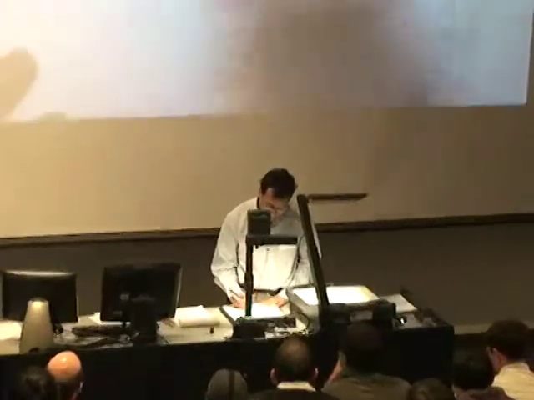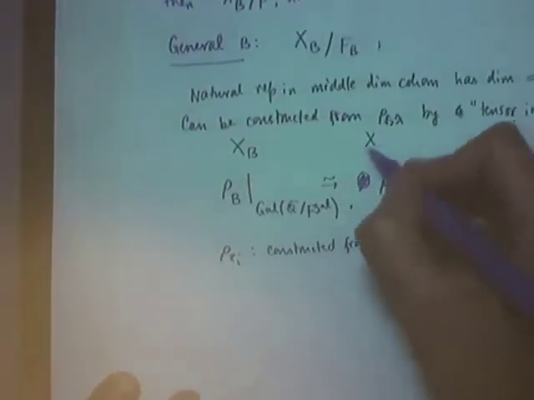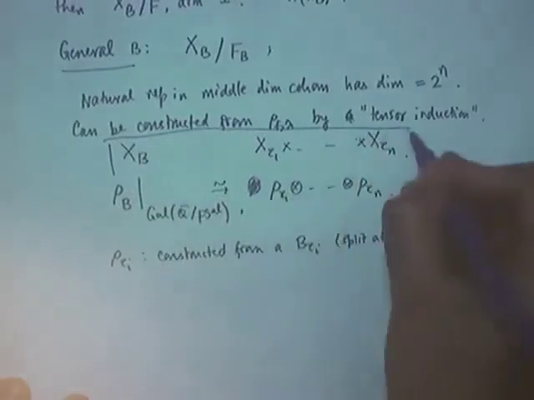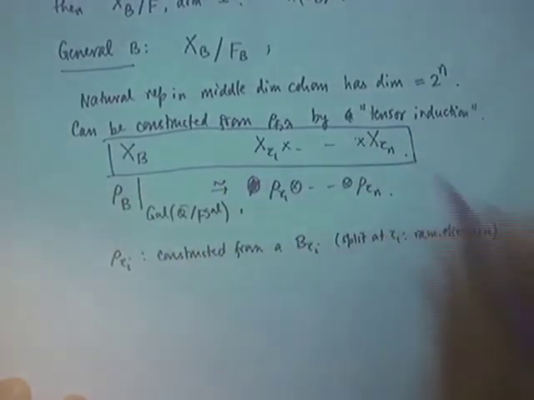So you see that this representation is on X sub B, and this is on a product of curves X tau 1 cross X tau n. So again, you're in the situation where the Tate conjecture should apply.